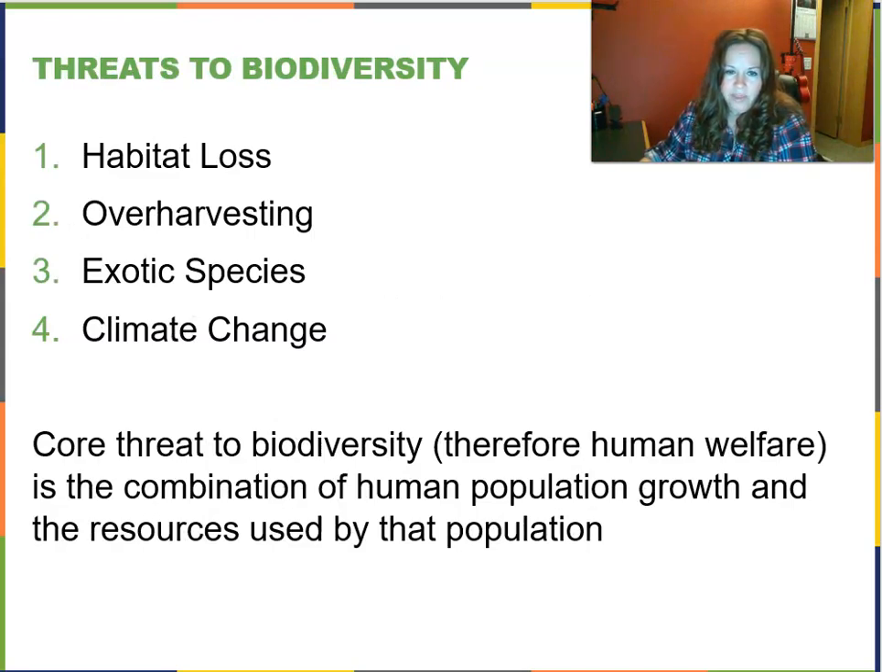So the main threats to biodiversity include habitat loss, overharvesting, exotic species, and climate change. We'll discuss all four of these. The core threat to biodiversity, and therefore our human welfare, is the combination of human population growth and the resources used by that population.